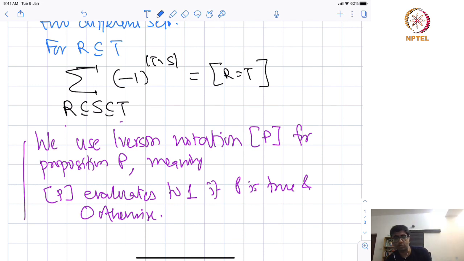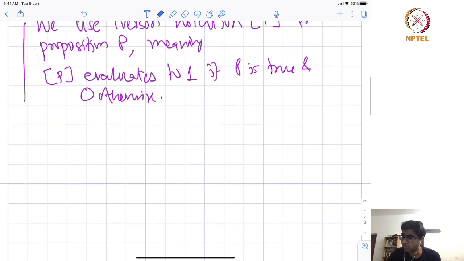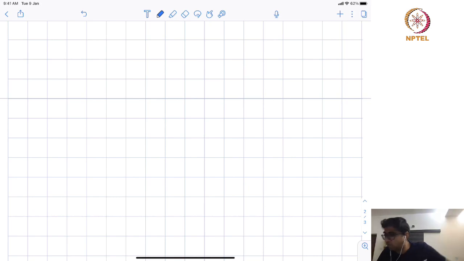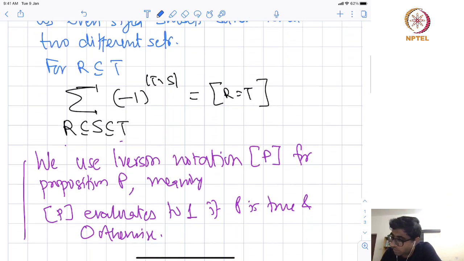So, even size sets are going to contribute 1 to the left hand side sum, and the odd size sets are going to contribute -1, and since they are equal in number, they are going to cancel out each other, and that is going to be 0. So, this is the classic, but this is not how the formulation of inclusion-exclusion is generally taught.